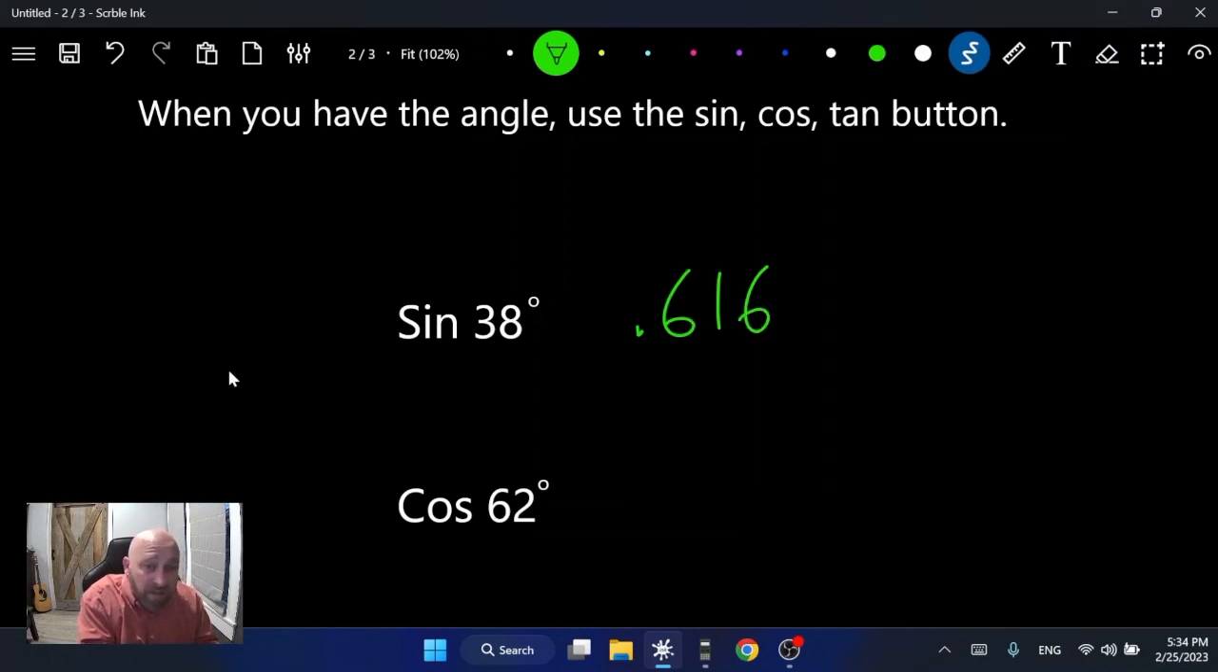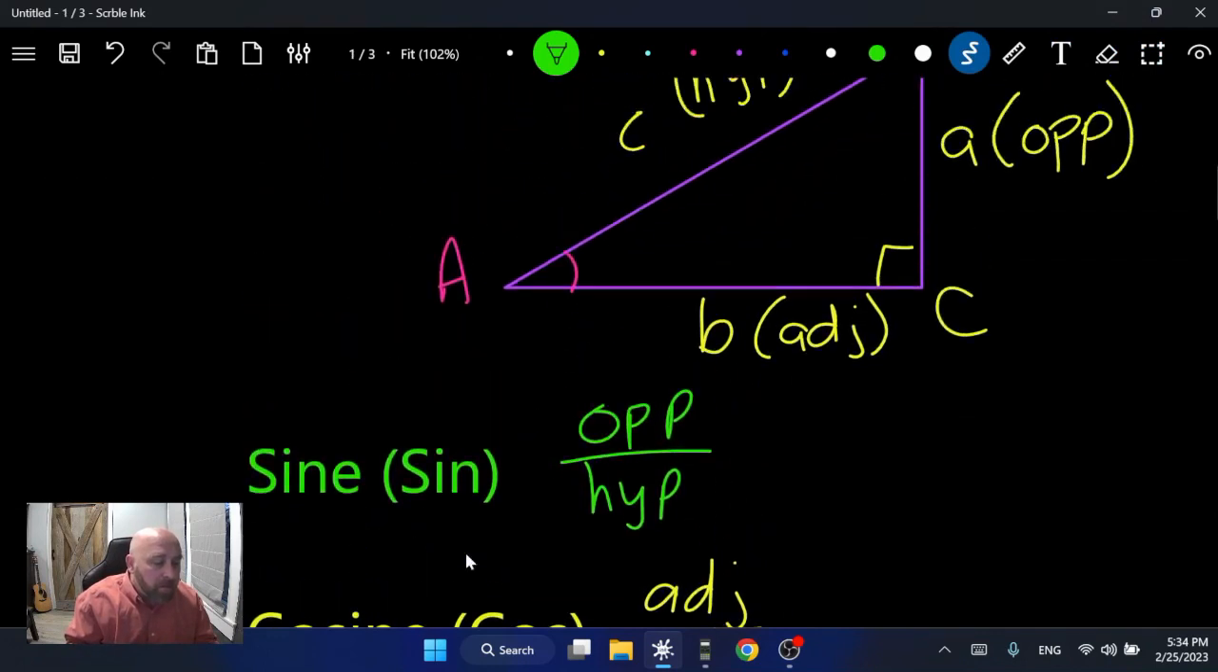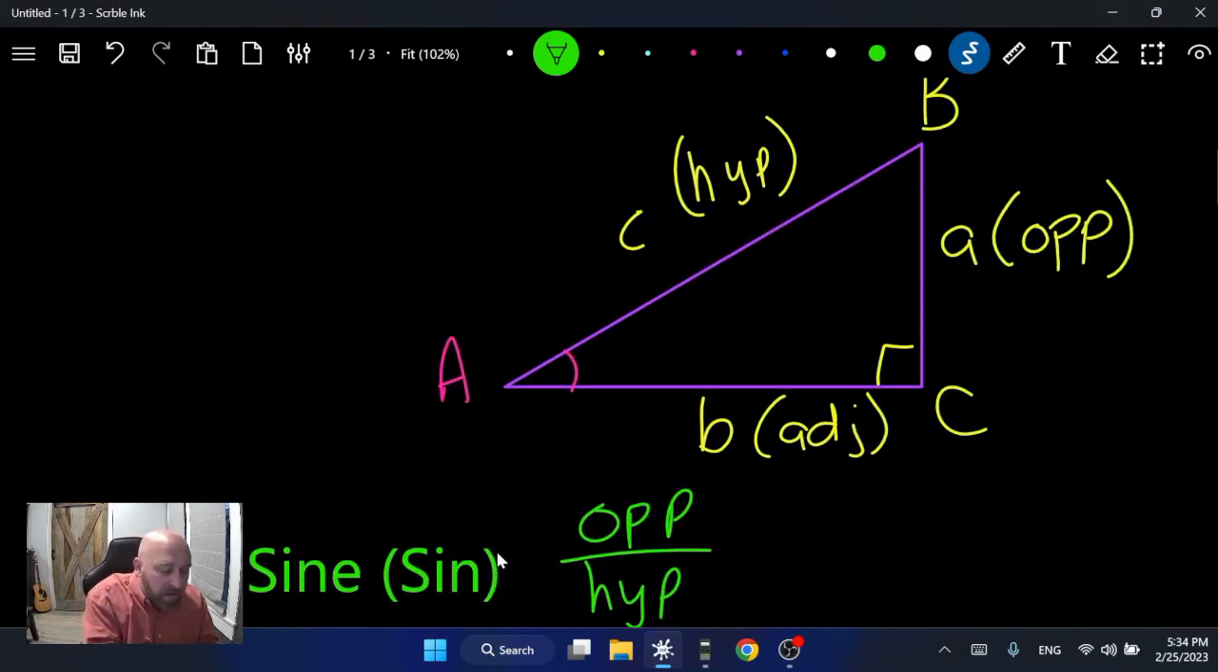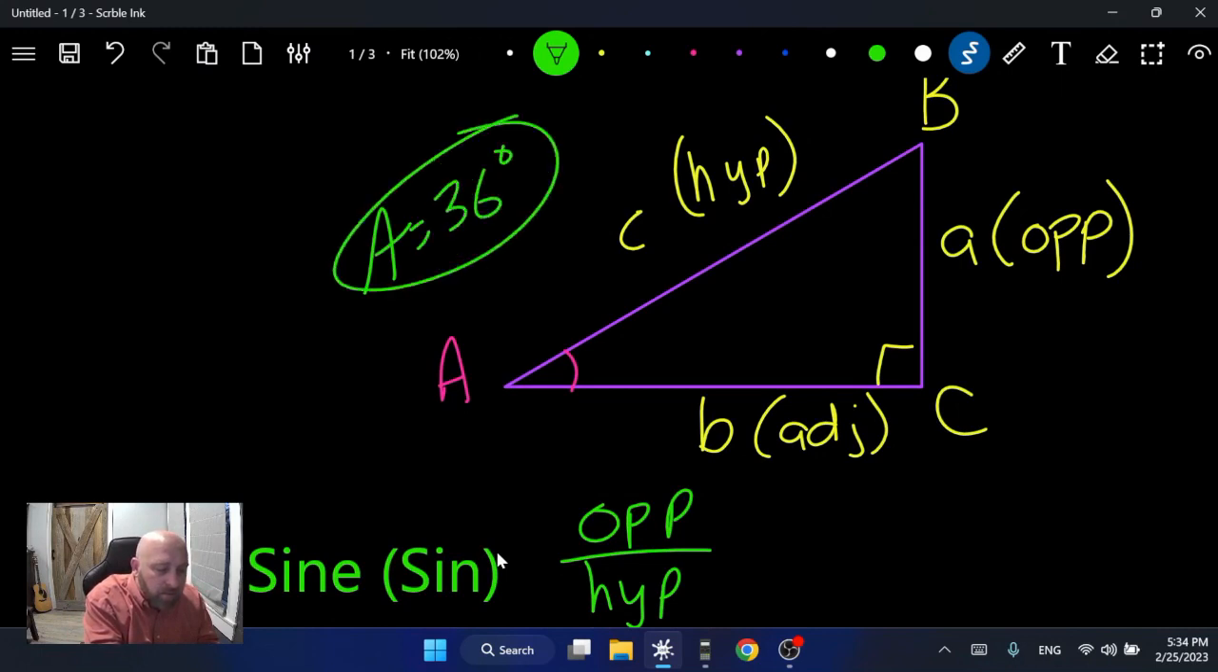0.616 is the sine of 38 degrees. Now let's go back up here. What did that mean? Here's what it meant. The sine of, let's say that A equals 36 degrees, okay?